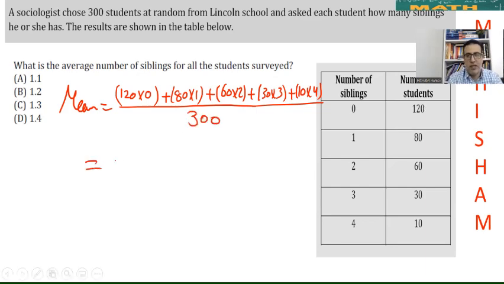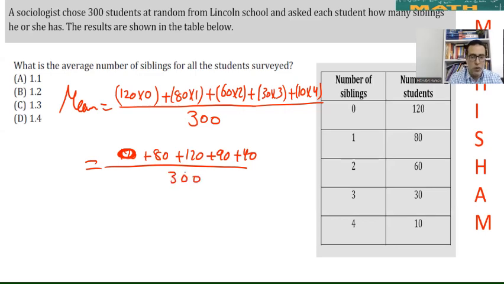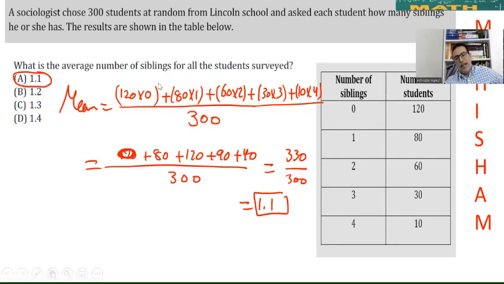So by using my calculator, it's 0 plus 80 plus 120 plus 90 plus 40, divided by 300. So it's 40 plus 90 plus 120 plus 80, which is equal to 330, divided by 300. It's 1.1. So the mean is 1.1. This is how to find the mean from the data of a frequency table.